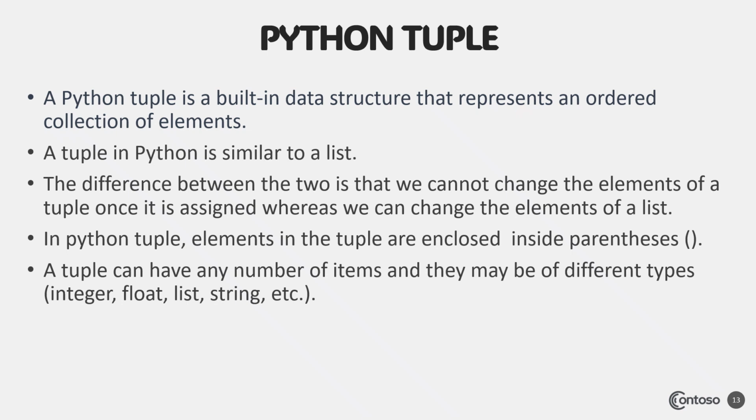So tuple is a built-in data structure that represents an ordered collection of elements. A tuple in Python is similar to a list. The difference between the two is that we cannot change the elements of a tuple once it is assigned, whereas we can change the elements of a list. So a tuple is an immutable data type in which we cannot change the elements once it is created. We cannot add elements. Once it is created, it is created. It is enclosed within parentheses. A tuple can have any number of items and they may be of different types: integer, float, list, strings, etc.